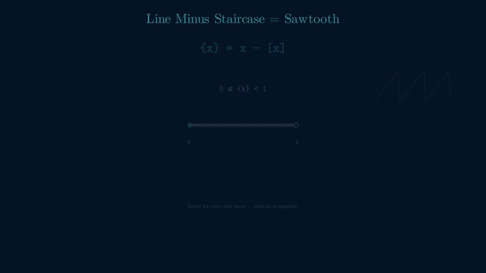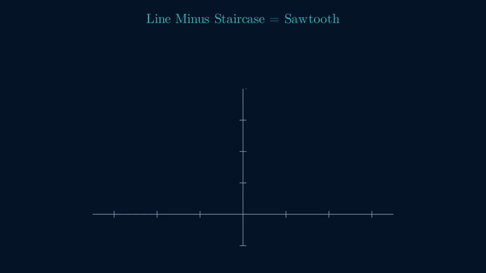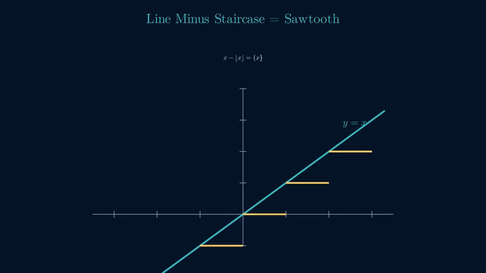So don't define the fractional part. Build it. Take the line y equals x, lay the staircase on top, and subtract. What's left at each integer? The gap between line and step, a ramp climbing from 0 up toward 1, then snapping back. That's your sawtooth, period exactly 1, and it fell out of the subtraction. Range is 0 up to but never touching 1.